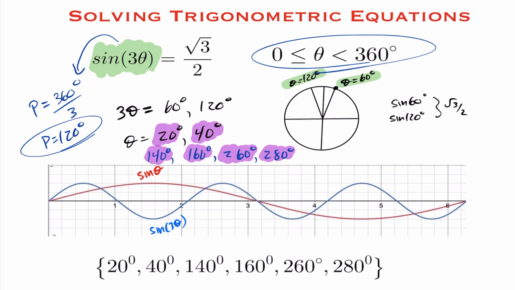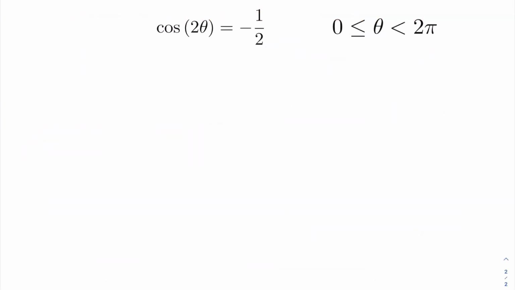Let's take a look at another example. All right, for the next trig equation here, we want to solve the cos of 2 theta equaling minus a half. And again, we're bounded between this interval. This time they're expressing in radian measure, so our answers have to be in radians. First step is to go ahead and take the cos inverse of both sides, giving us.